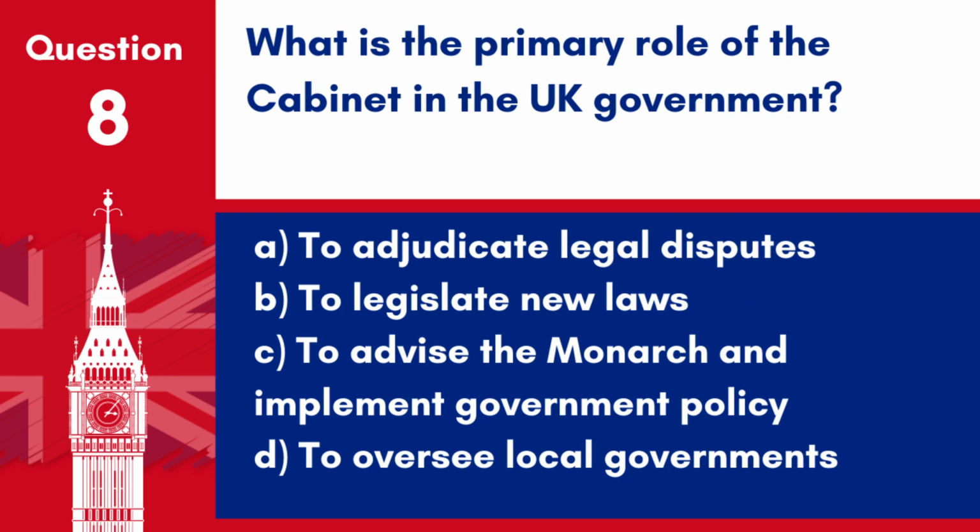Question 8. What is the primary role of the Cabinet in the UK government? A. To adjudicate legal disputes. B. To legislate new laws. C. To advise the monarch and implement government policy. D. To oversee local governments. Answer. C. To advise the monarch and implement government policy. The Cabinet's primary role is to advise the monarch and implement government policy in the UK.